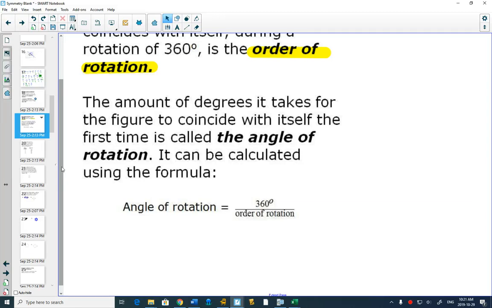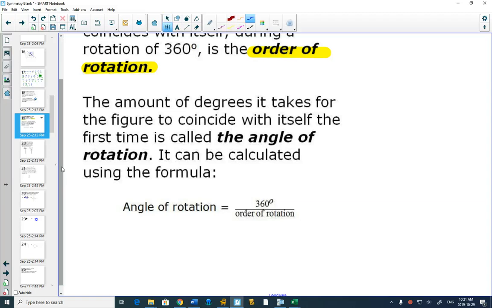The amount of degrees that it takes for it to rotate and match up for the first time is called the angle of rotation. And here is the first formula that you have to memorize for this unit. Do you know that there's 360 degrees in a circle? So if something rotates 2 times to get all the way back to where it started, then the angle of rotation would be 180 degrees.